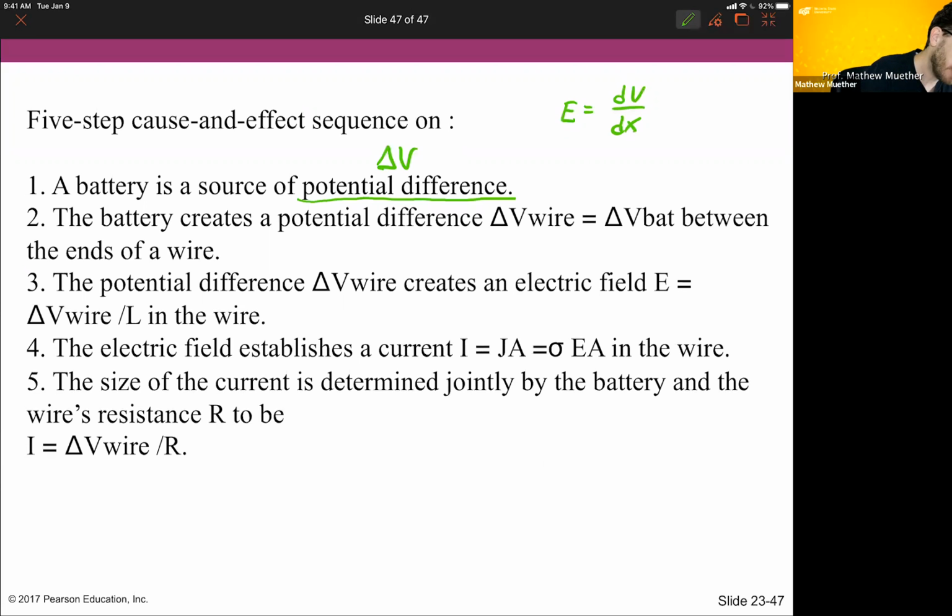A battery, remember we saw yesterday, is a source of constant potential. Is a battery a source of constant current?